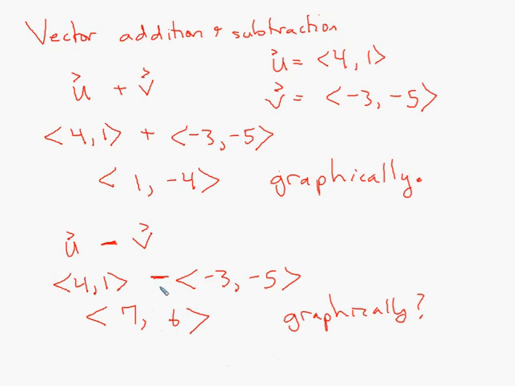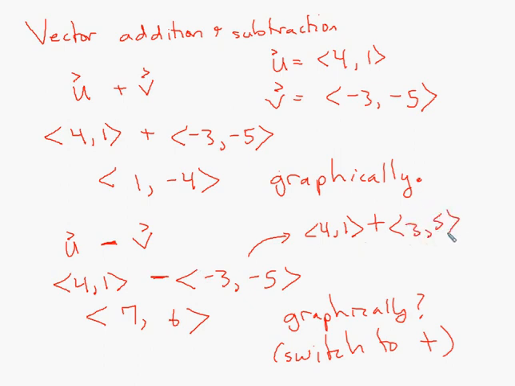Here is what I would suggest you do. This isn't what they would even show you in another course, but it is by far the easiest way to do it. Graphically, switch it to addition. So instead of subtracting those, what I'd write is 4, 1, plus, I distribute that negative, 3, 5. And then I do it the same way as we did addition. Do I need to show that again? Yes. Graphically? Yep.